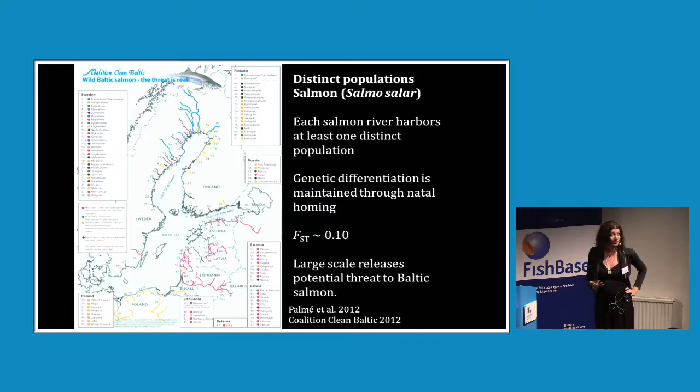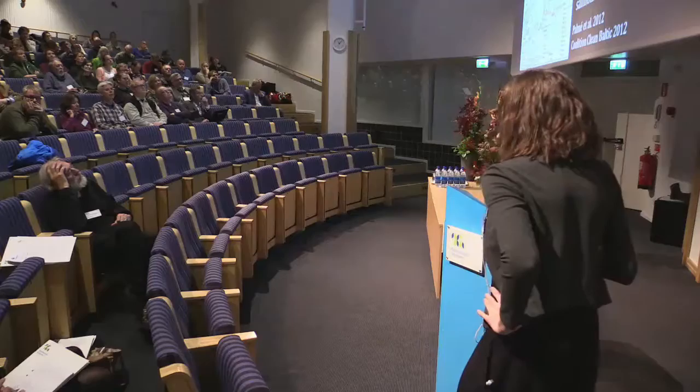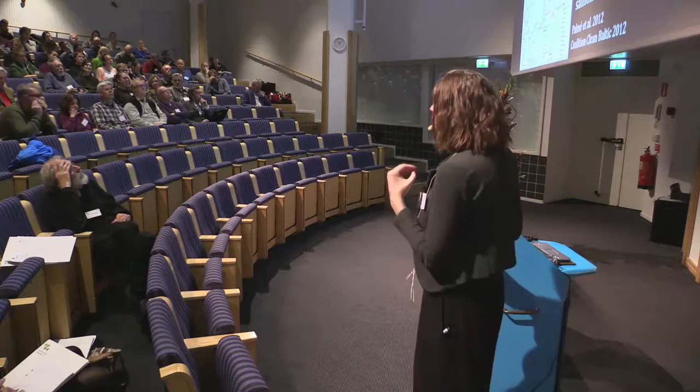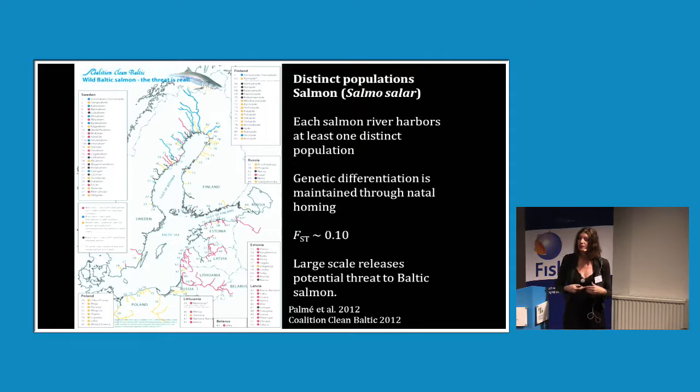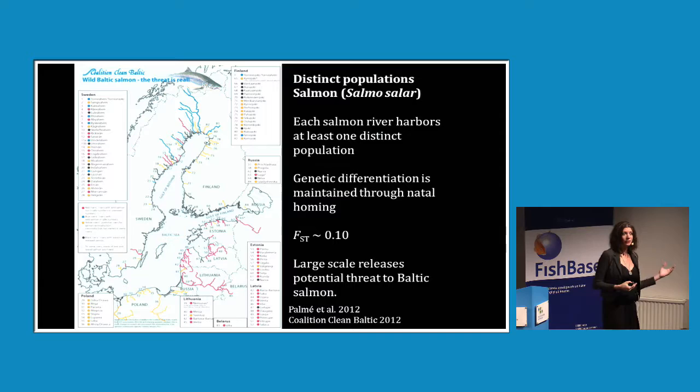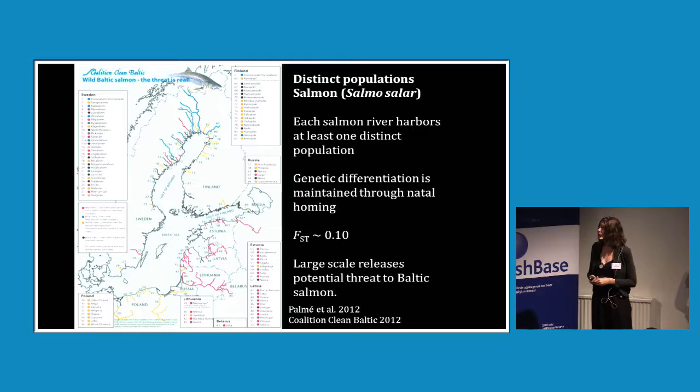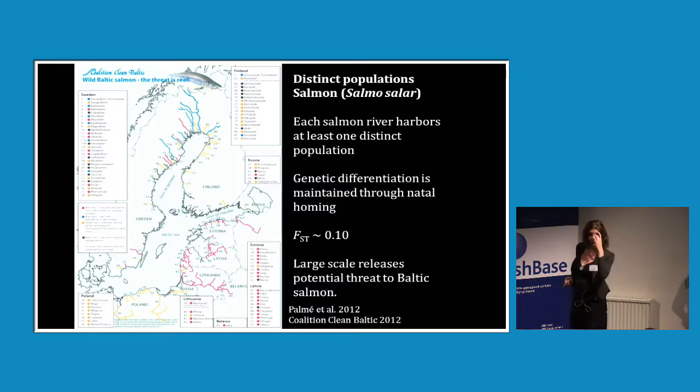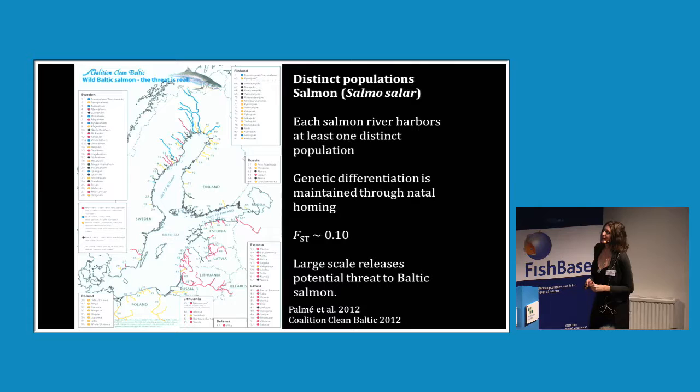But considering these Irish results, it becomes very clear, at least to me, how important it is to really use local strains of populations when we conduct releases like this. Because even populations that come from pretty close by might be maladapted to the local environment. And that is, for the most part, done in the Baltic. But there might be some issues with that also.